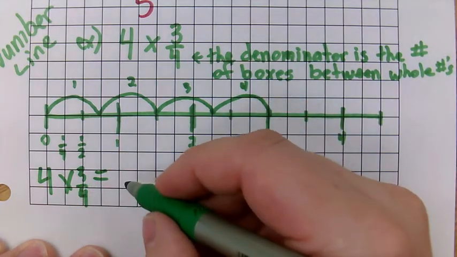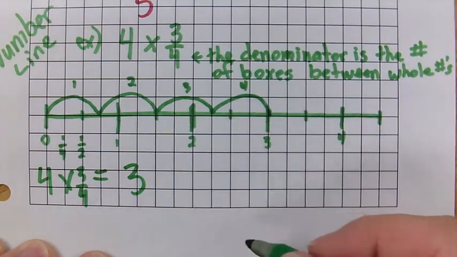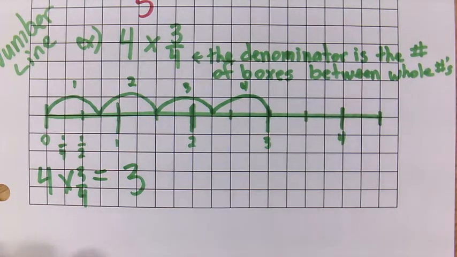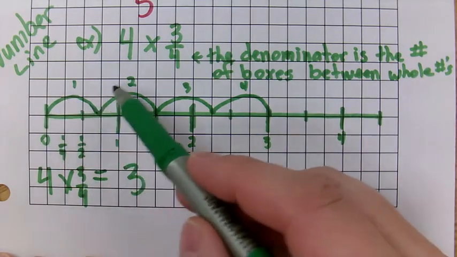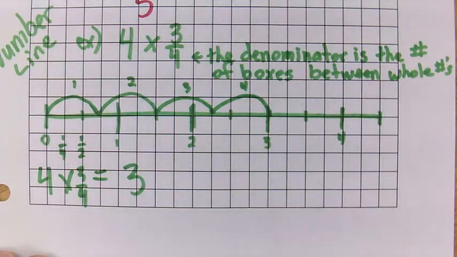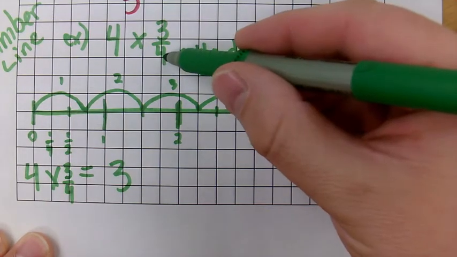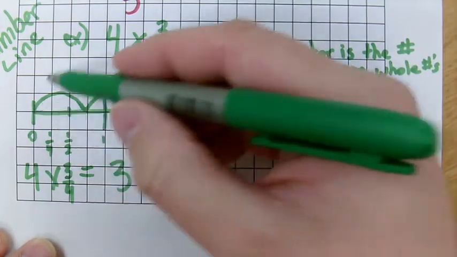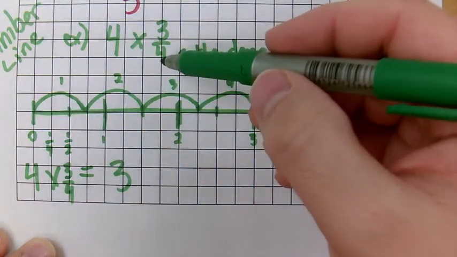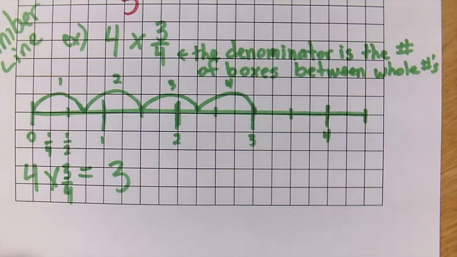So right there, we found out that 4 times 3/4 equals, what did we end up at? 3. That's where we ended. 4 times, we jumped 3/4, and we ended up at 3. If you have a really large number as your denominator, sometimes you could say that every half box is one of these. So you could have done it that way. But that's only when you have really large denominators.